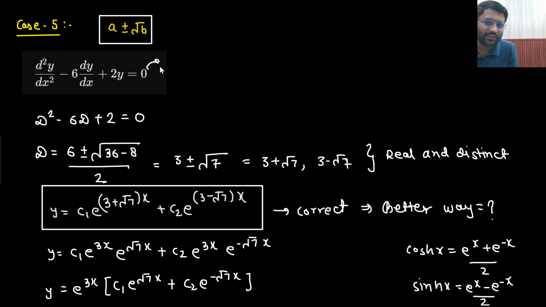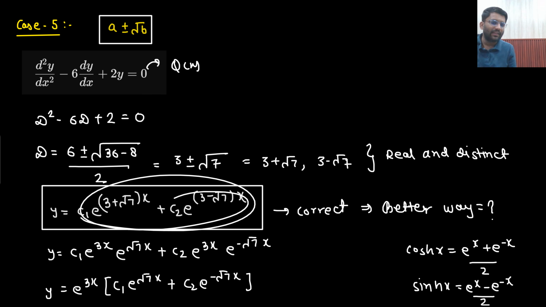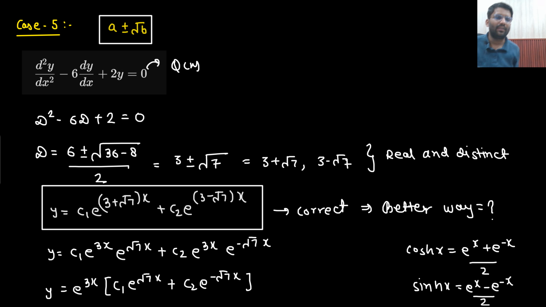Let's say in place of this 0, there was a function of x. Then the answer would have been this complementary function plus some particular integral, which will come because of this q(x). Are you able to understand this point? We will see the example. It will be clear to you.